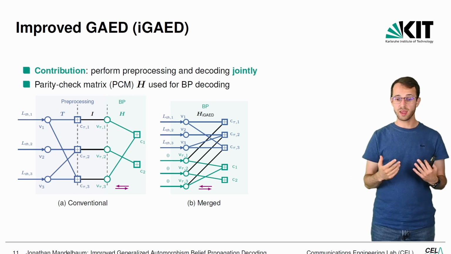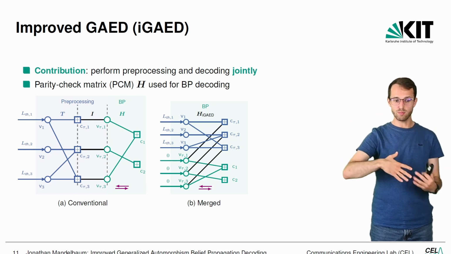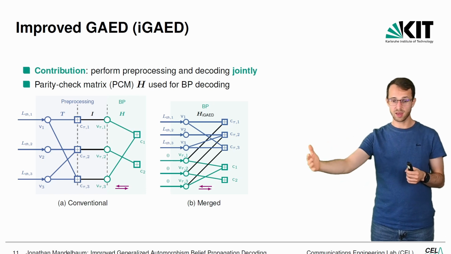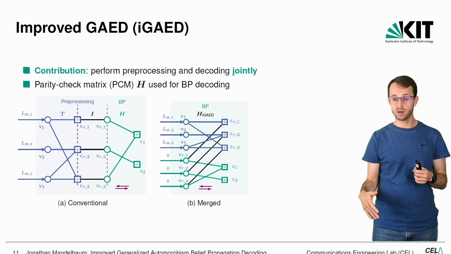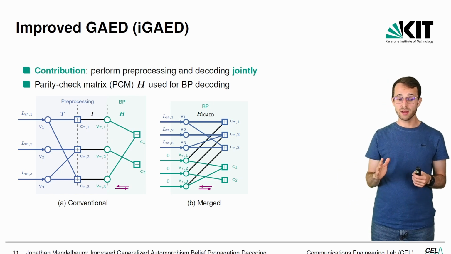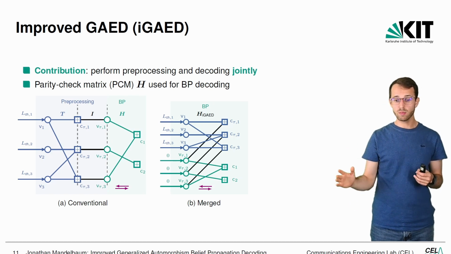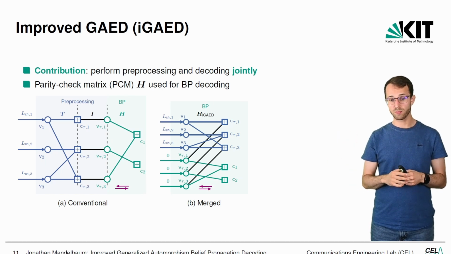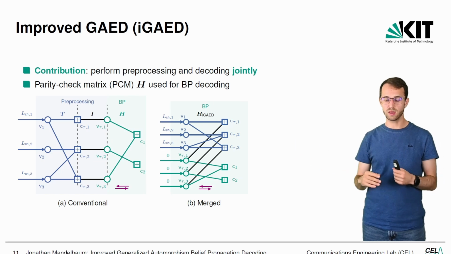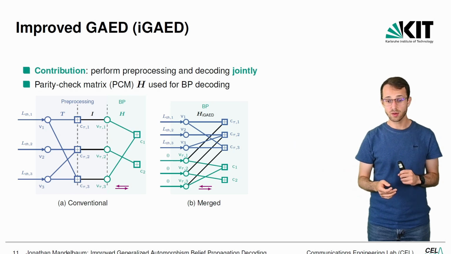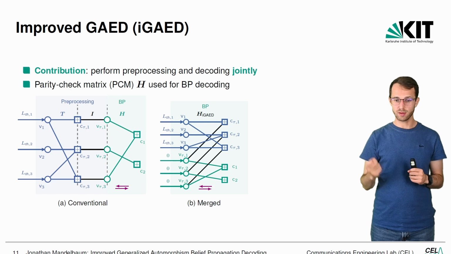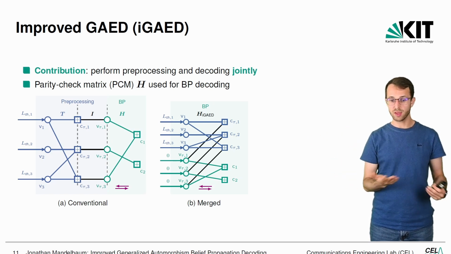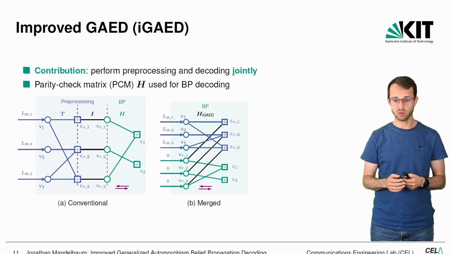And now we obtain an extended or merged tenor graph, where the blue part still mimics the preprocessing and the green part mimics the BP decoding. However, now we can perform both jointly by iterating over this full graph. Hereby, we assume that we initialize the LLRs of the green variable nodes by 0. We could also use the preprocessed values. However, our simulation showed that initializing with 0 yields no performance degradation.